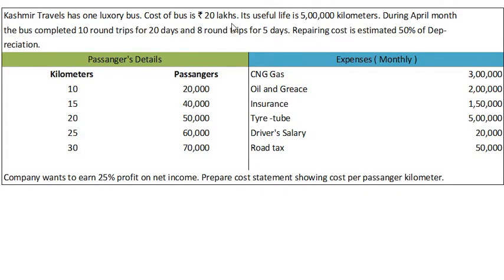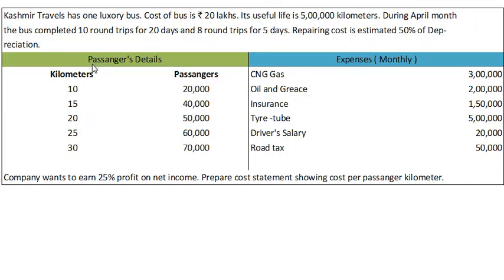Cost of bus is rupees 20 lakhs. Its useful life is 5 lakh kilometers. During April month, the bus completed 10 round trips for 20 days and 8 round trips for 5 days. Repairing cost is estimated 50% of depreciation.